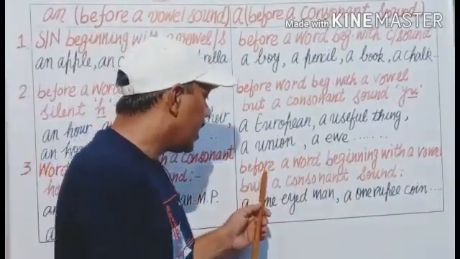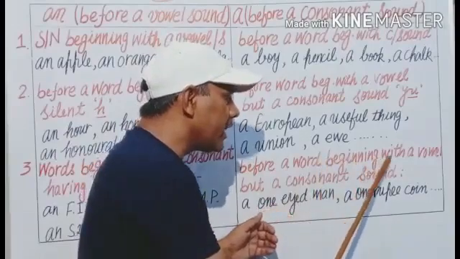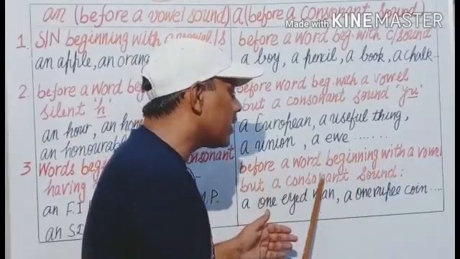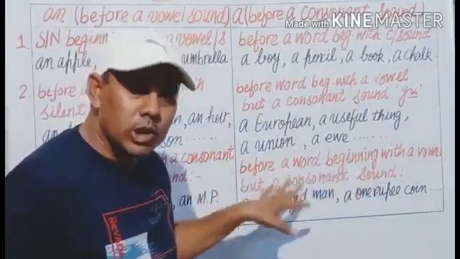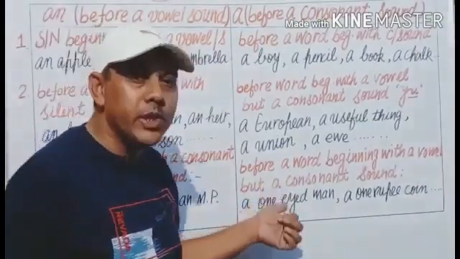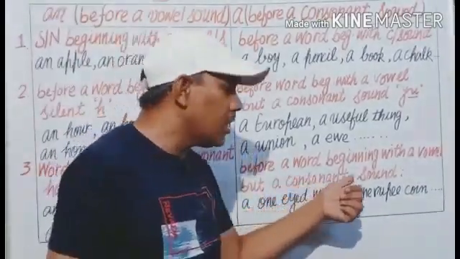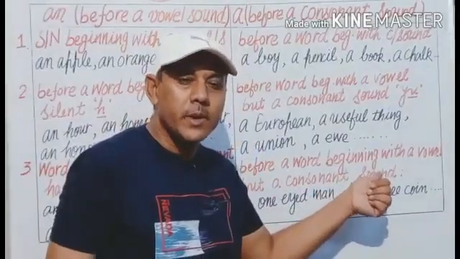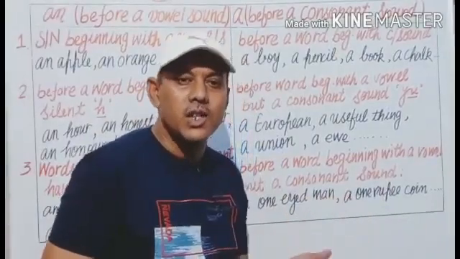And the third is, a is used before a word beginning with a vowel but producing a consonant sound. Although they begin with a vowel letter, they produce a consonant sound. And which consonant sound? W. It produces a W sound at the initial position.